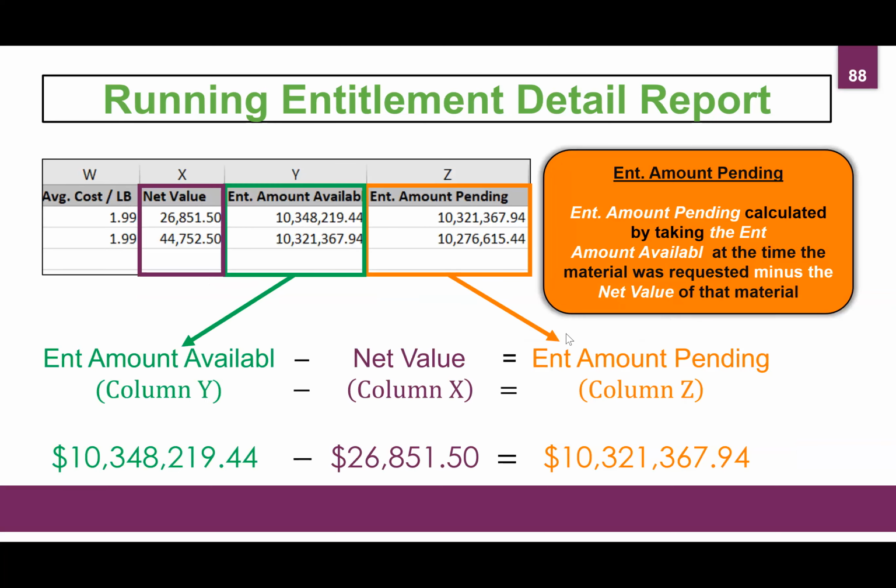Okay, so now after running the detailed entitlement detail report, we're going to look at the same columns again. Column Y shows us our entitlement available. Column X is going to show us the net value there. And then column Z is going to show us the amount pending. So it's like after they have taken the amount from column Y and subtracted that amount, then column Z is going to show us what is pending.